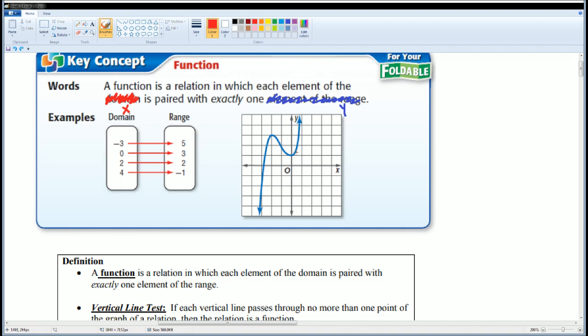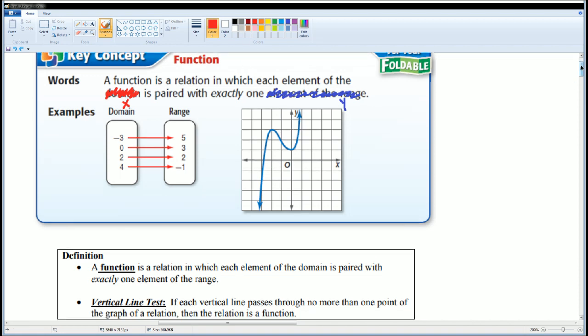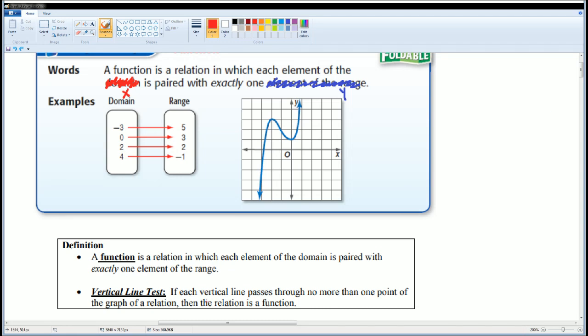Here, when it's a graph, we apply something called the vertical line test. You should see it down right here. The vertical line test is when you draw a line straight down. Let me draw this line straight down, and if it passes through one point, notice this passes through 1 point. Okay, this is 1 point. So this is a function.